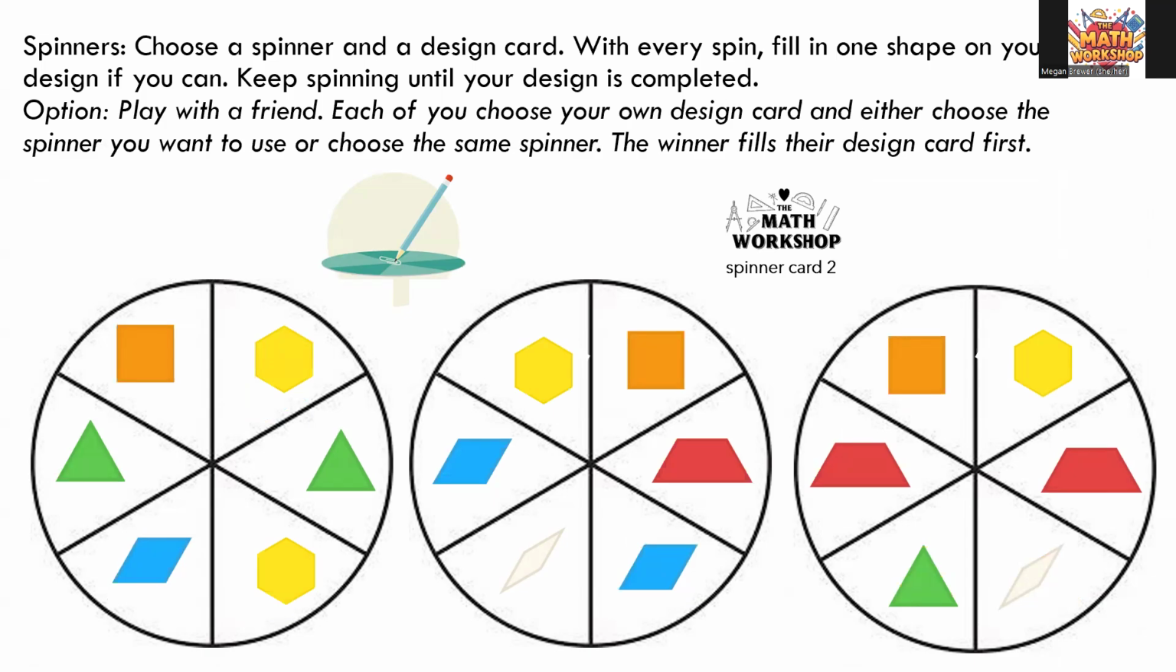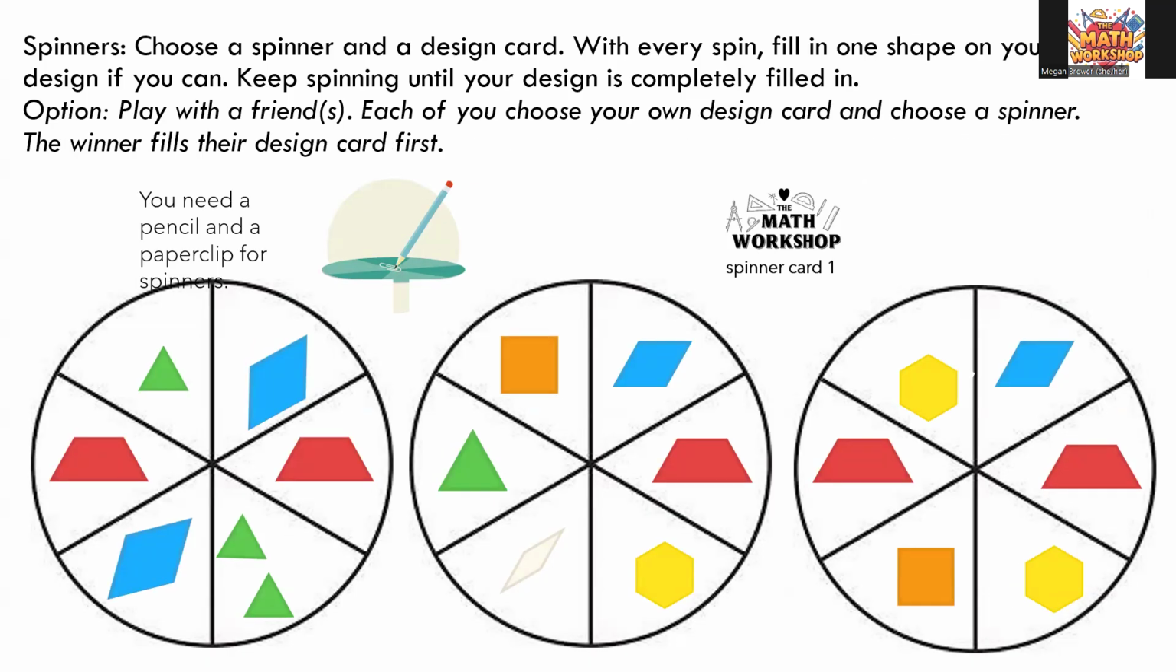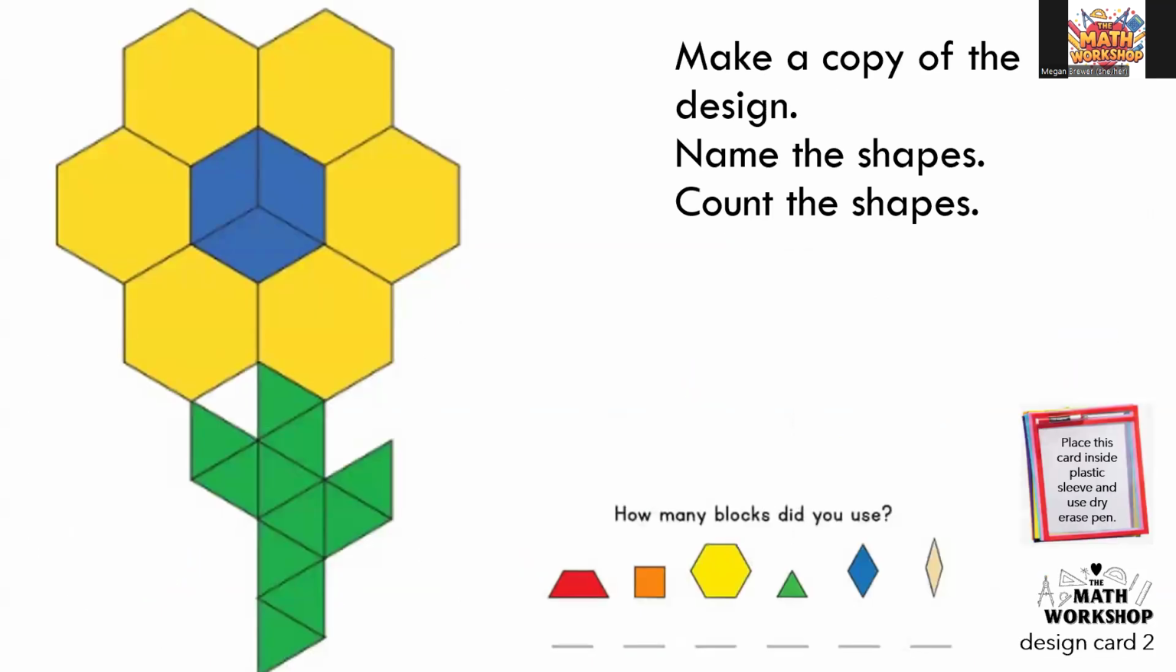So the winner is the person who fills their design card first, and I'll share those with you in just a second. But you'll notice not all of these spinner cards have equal representation of the 6 shapes, and there are 6 sections intentionally. I wouldn't tell students this though. Let them discover this. So just eyeball the different spinners for a moment. And then here's an example of a design card.